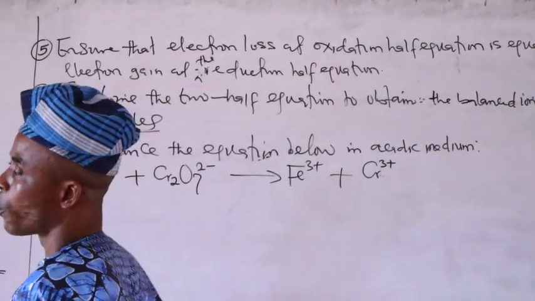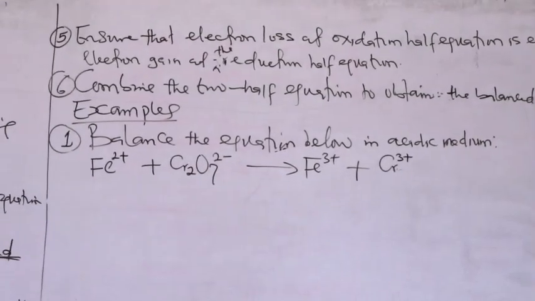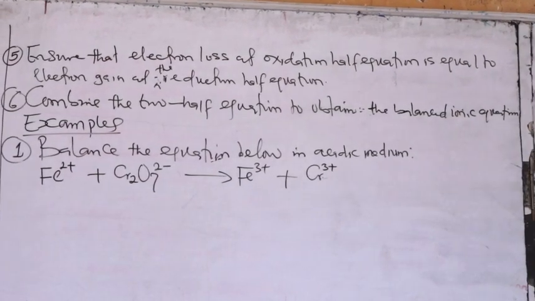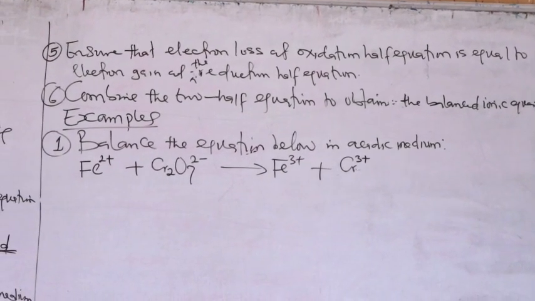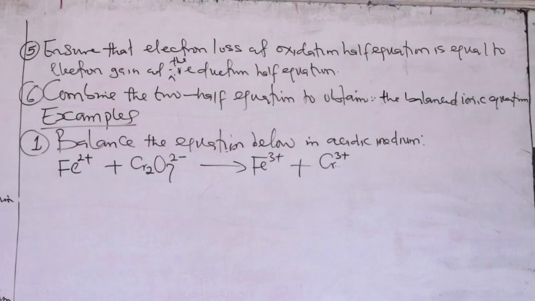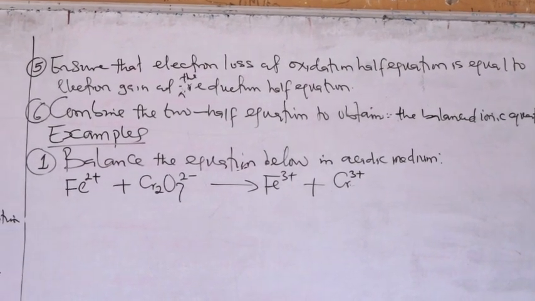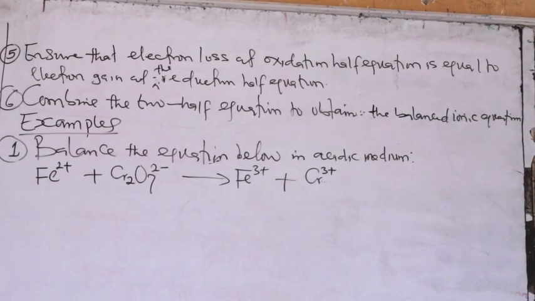We have Fe2+ plus Cr2O7 2- will give Fe3+ plus Cr3+. So we want to balance the equation in acidic medium.